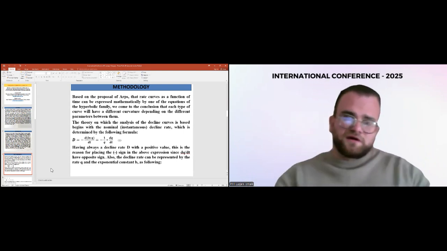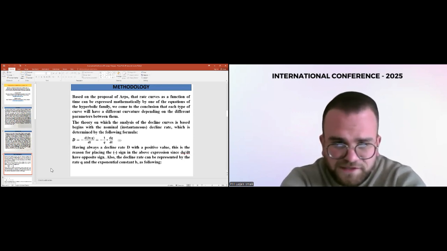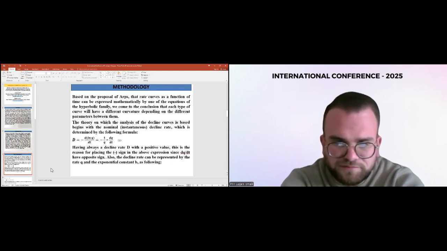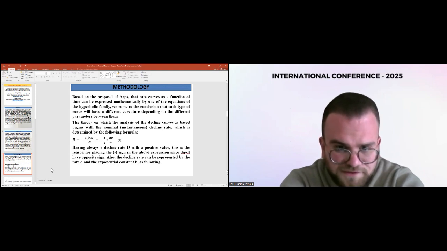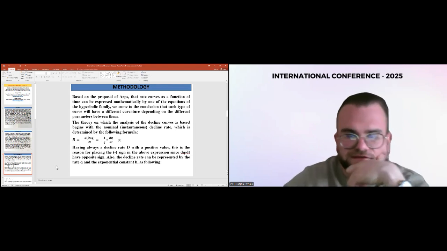So based on this, the formula of decline rate is D = -d ln q / dt = -(1/q)(dq/dt). The most important thing in this case is the minus sign, because the decline rate has a positive value. This is the reason for placing the minus sign in the above expression, since q and dq/dt have opposite signs.